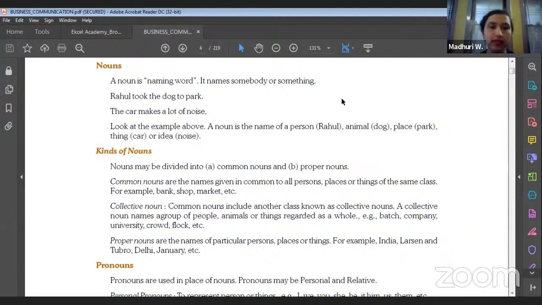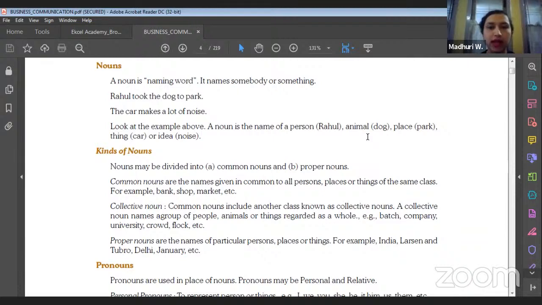Very good. So basically a noun refers to any name, a place. It could be an animal. It could be a thing. Nouns are related to names and places. It basically names somebody or something. For example, Rahul took the dog to the park, or the car makes a lot of noise. In the first sentence, the name of the person is Rahul. My name is Madhuri. The name of the organization is Ekcel Academy. Your name is Sumati, your name is Pratiksha, and so on. All of these are nouns in terms of a name.